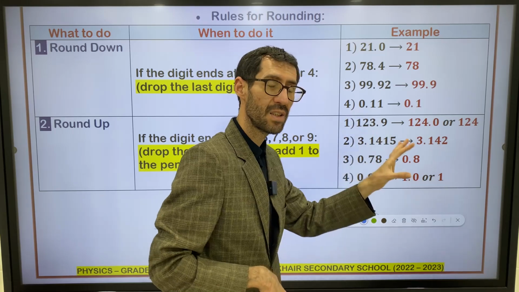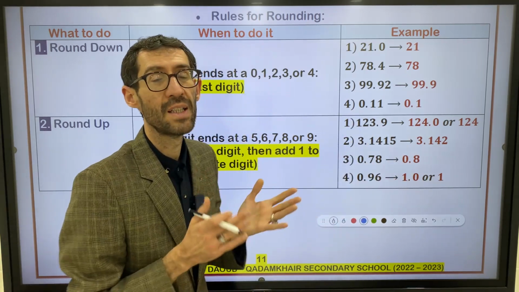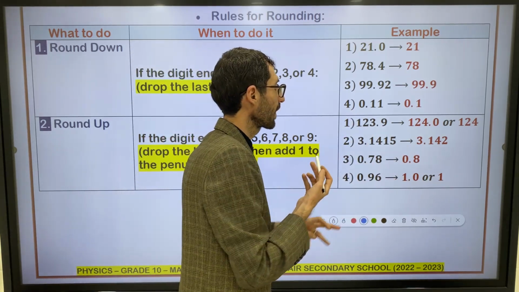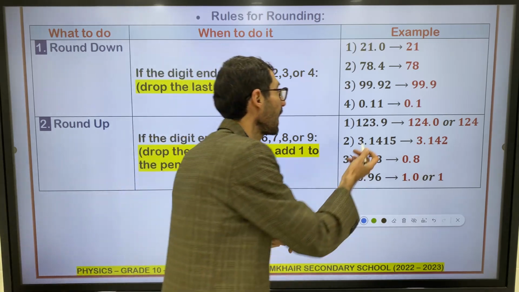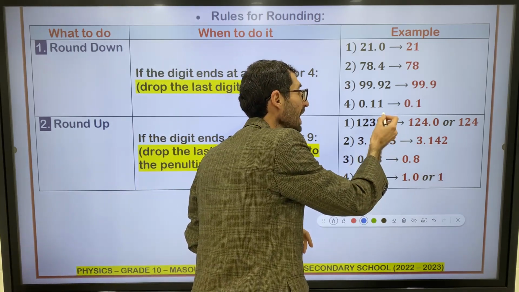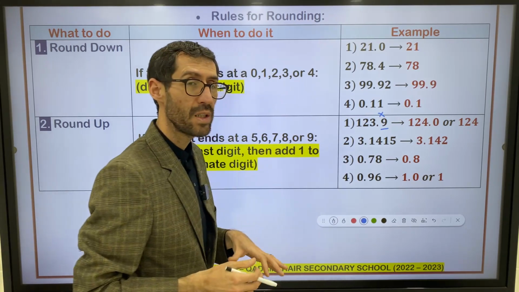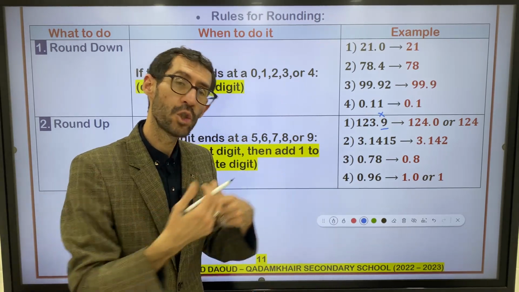123.9. We want to round it. Shall I use round down or round up? Think about it. The number ends with what? It ends at 9. That's why we drop the last digit. I dropped it, no problem.